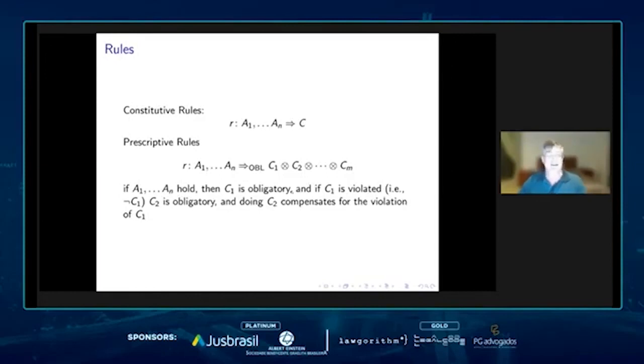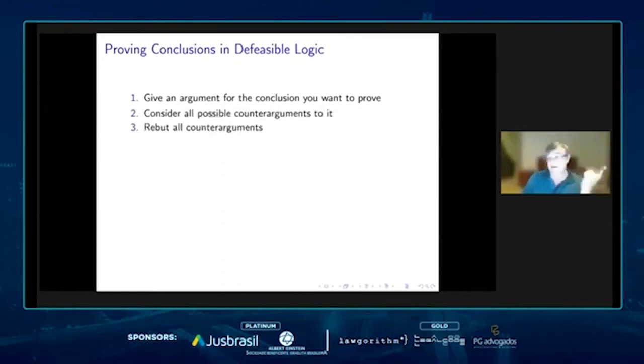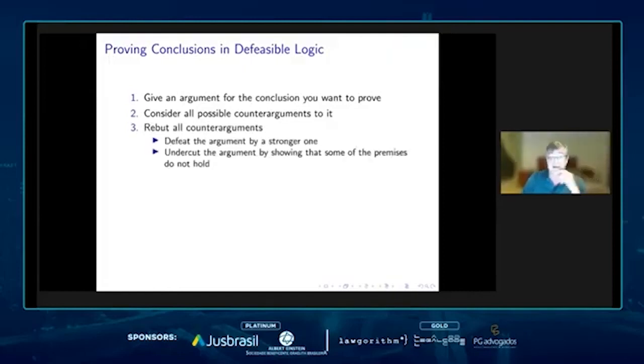Okay, so this is a very basic definition of the defeasible logic. And now we can consider what it means to reason in the logic itself. If we want to prove a conclusion, then what we have to do is to give an argument for the conclusion we want to prove. But then we have to consider all possible counterarguments against it. And finally, we have to rebut. We have two ways to rebut a counterargument. Either we can defeat the counterargument by a stronger one, or we can undercut, so we can show that some of the premises do not hold.